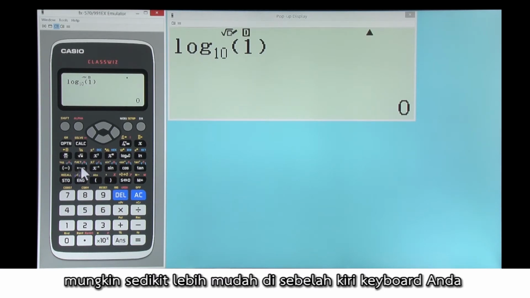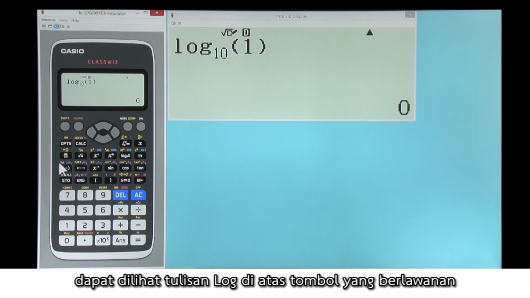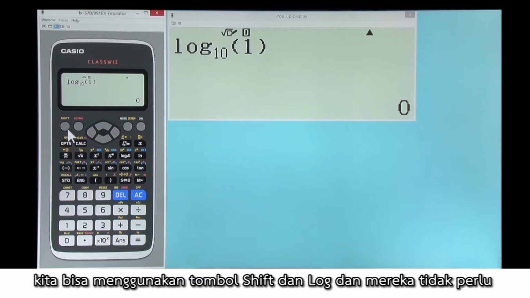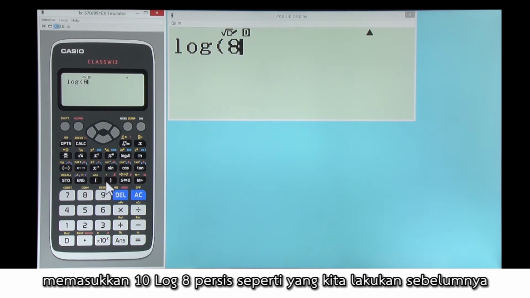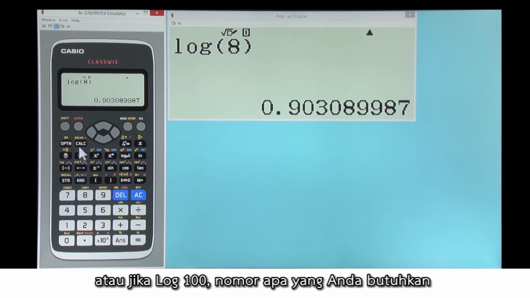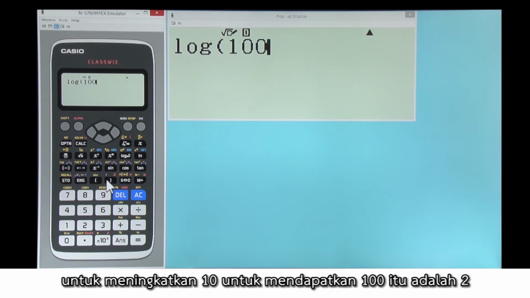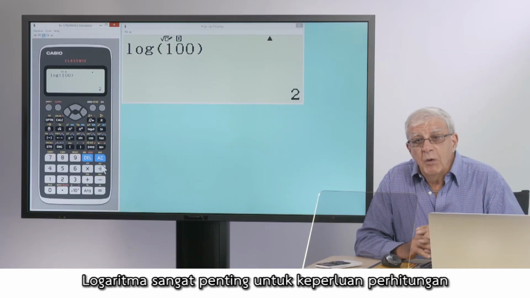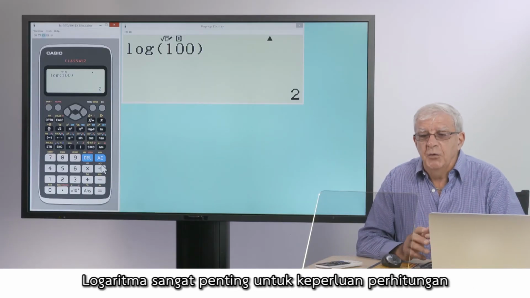Over here on the left of the keyboard you can see the word log above the opposite key. So we could use shift and the log and don't need to enter the 10. The log of 8 is exactly as we had it before. Or if you like, the log of 100: what number do you need to raise 10 to get 100? It's 2.